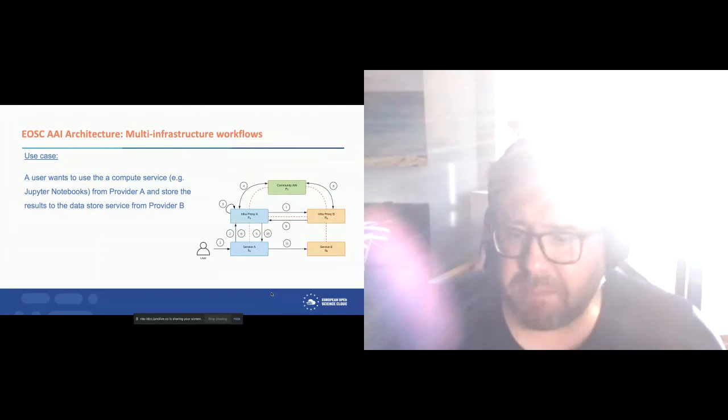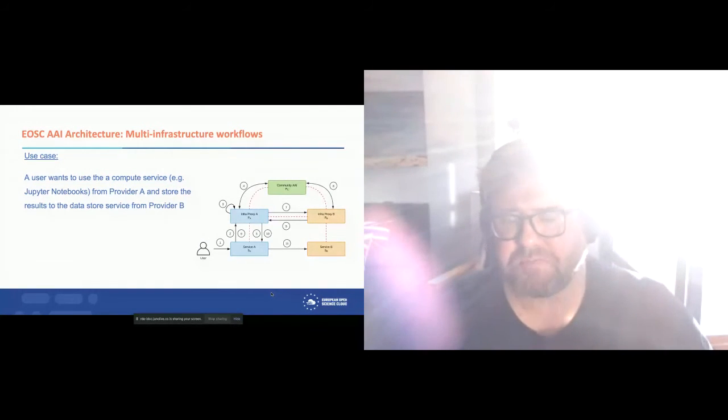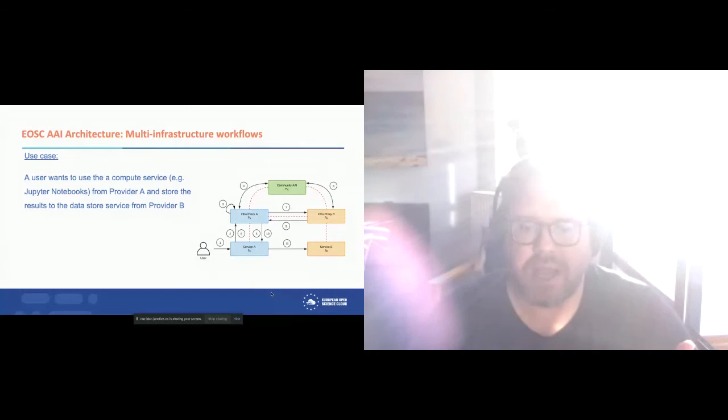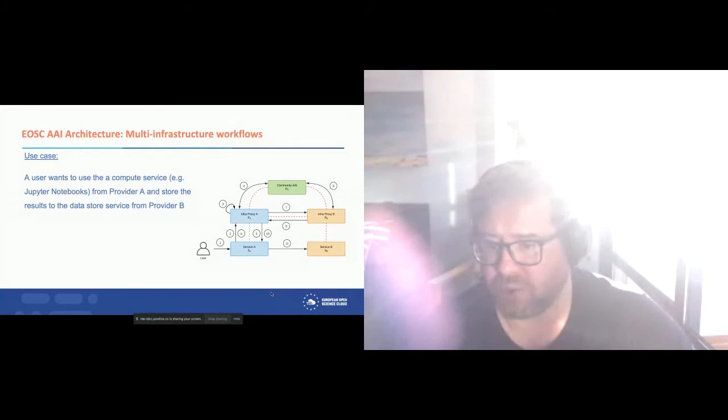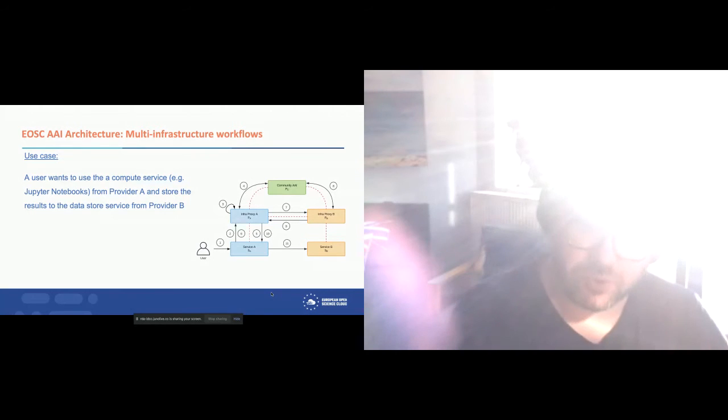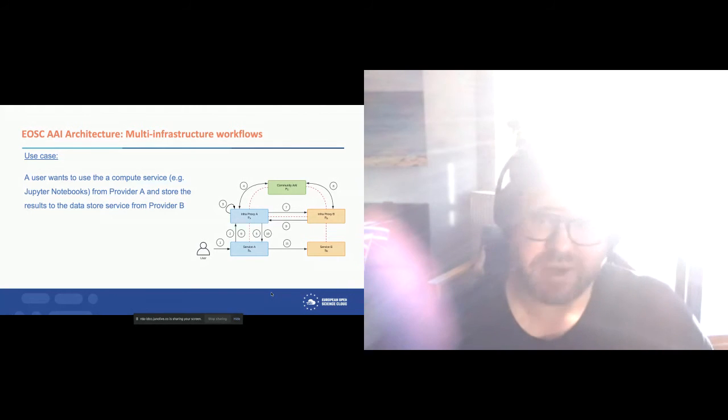Regarding the second challenge, which is the multi-infrastructure workflows, we have a simple use case that we can use to describe the problem at hand. Let's assume that a user, which belongs to a community X, a research collaboration, wants to use a Jupyter Notebook service provided by an infrastructure provider. They want to use that service in order to perform their computations. But then they want to be able to get the outputs of these computations and store them on another location provided by another infrastructure or by their own community, perhaps.